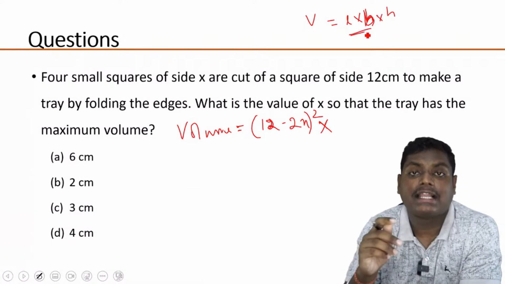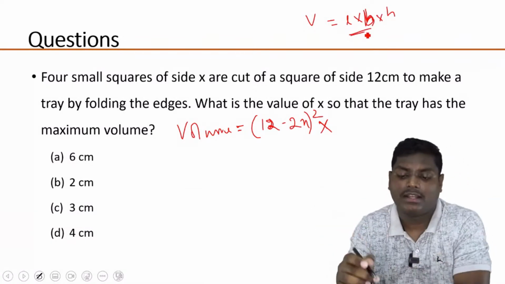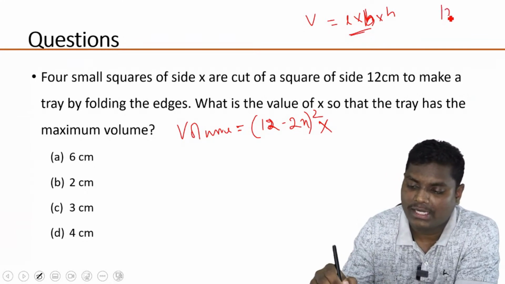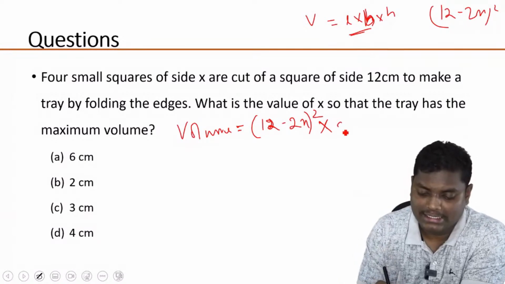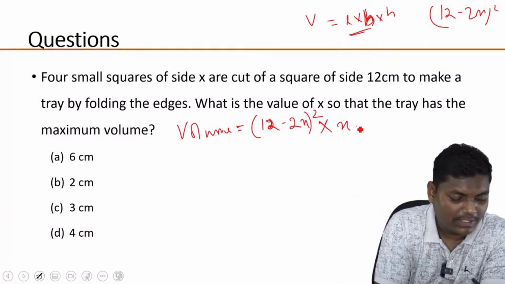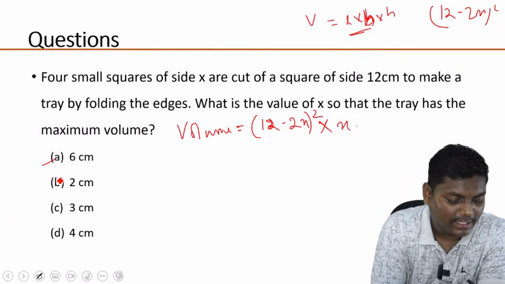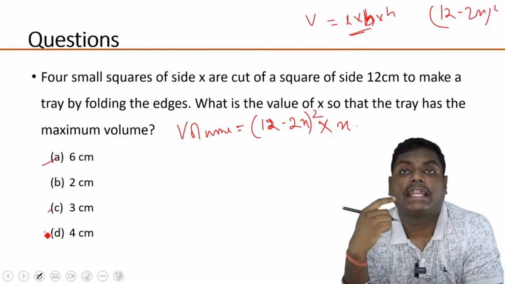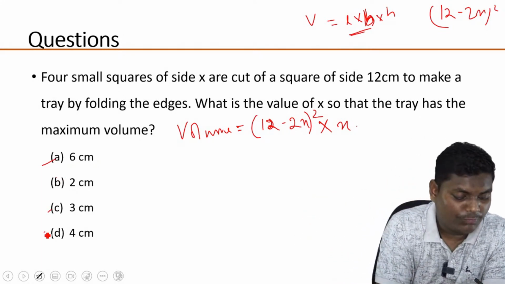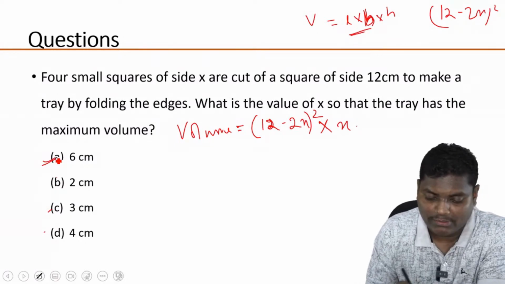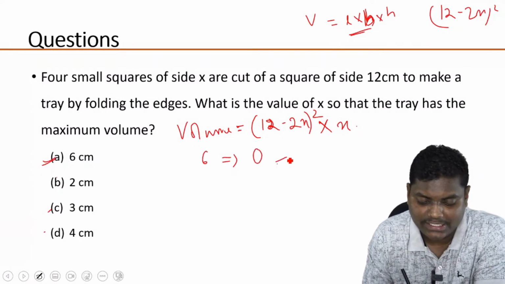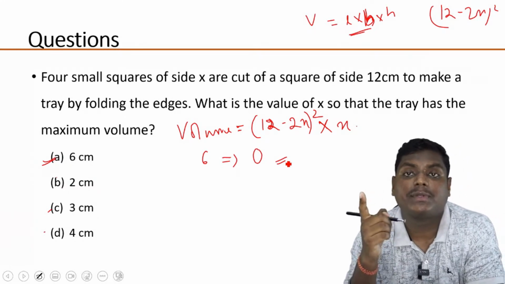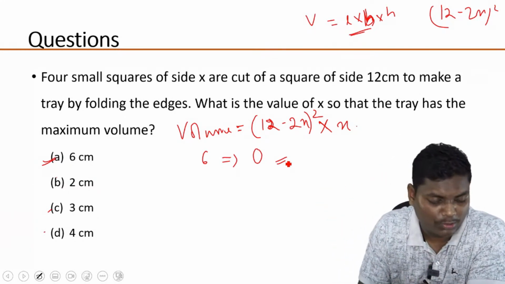Now we have this length and breadth. Since the base is a square, length and breadth are reduced to 12 minus 2x. So it will be 12 minus 2x square into the height. Height is x. Now you can just plug in the values of x from here and find for what case you will be getting the maximum volume. So if you plug in the value of 6, the volume that you will be getting will be basically 0, because 2 into 6 will be 12, 12 minus 12, 0, so the volume will be 0.